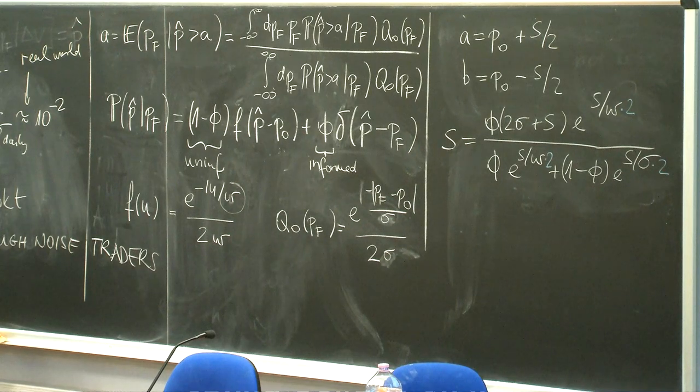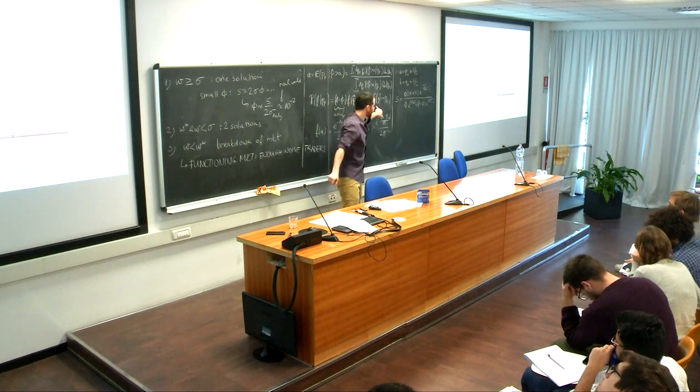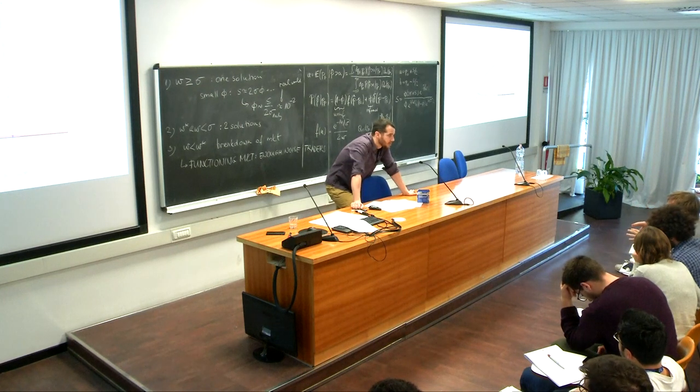It's a very simplified version. Is that okay? Sorry, can I ask something? The informed traders, they know a number, PF, right? Yes, in this case. But that number enters the model only in the fact that they all agree on that number. Yes. So someone came and told them that the process will go there. It's unrealistic, but yeah. Okay, for some reason, they know.